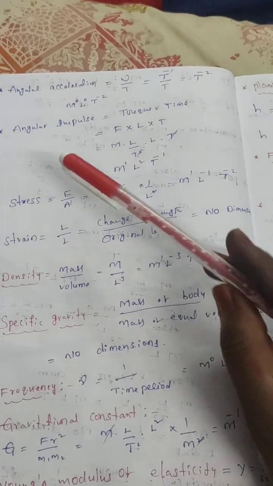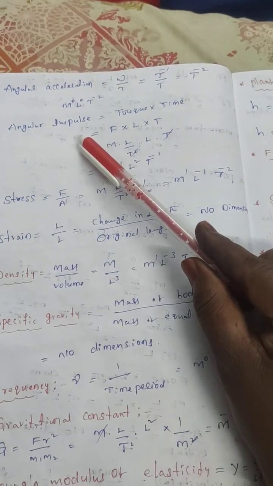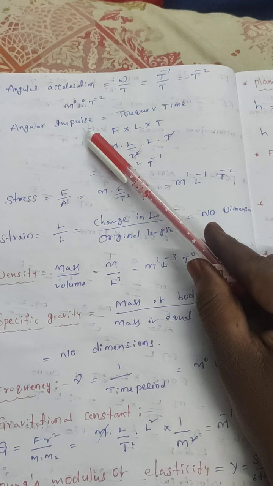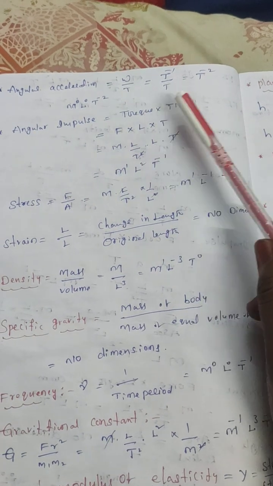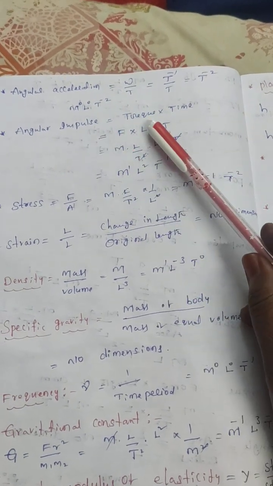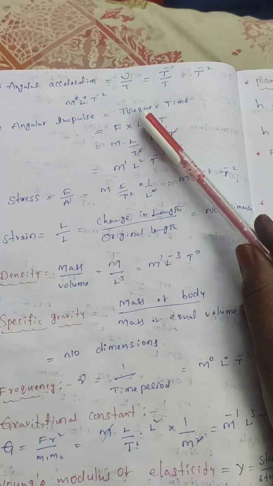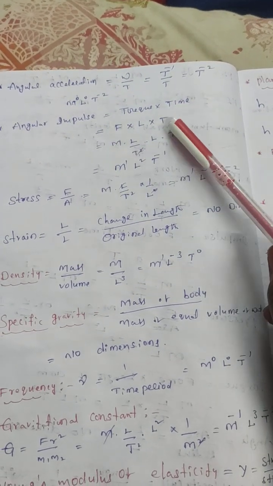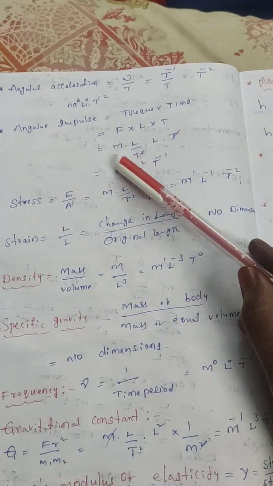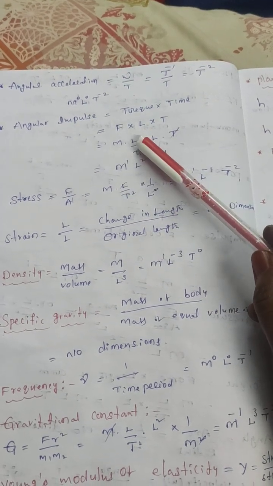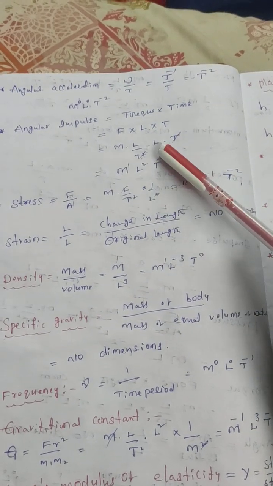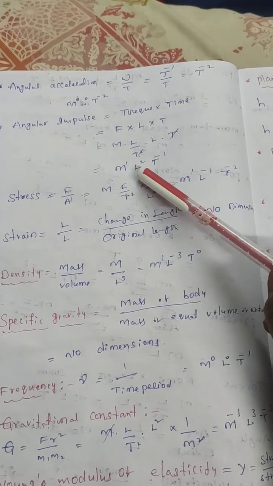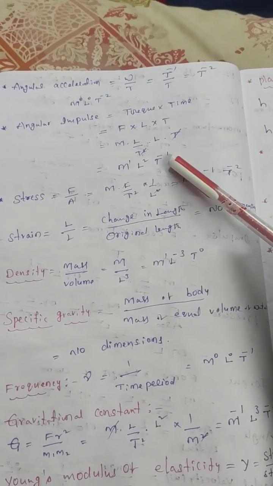Next, angular impulse. Angular impulse, actually impulse in a linear system, is force into time. Angular impulse means instead of force we will use torque. Torque into time. Torque is F into length of the arm, into time. F is m a, acceleration L by t square, into L into t. T gets cancelled. M power 1 L square t power minus 1.